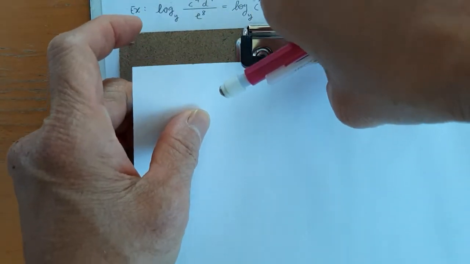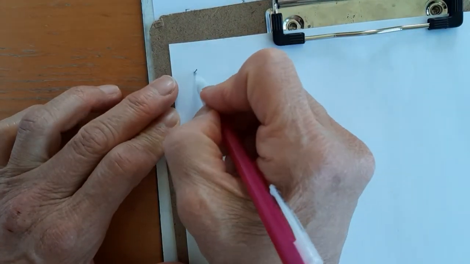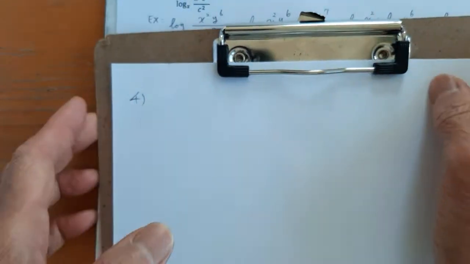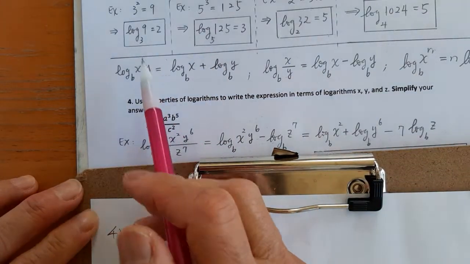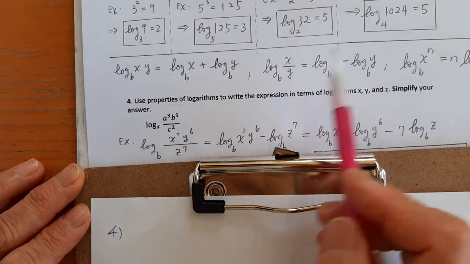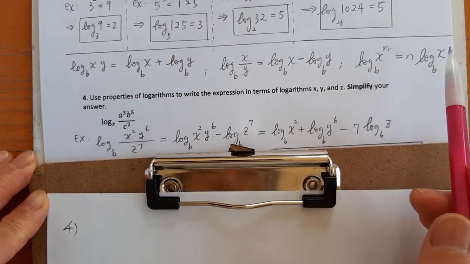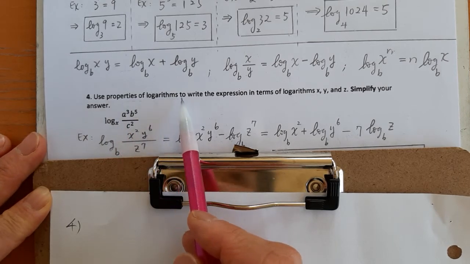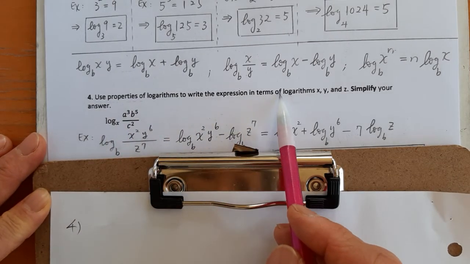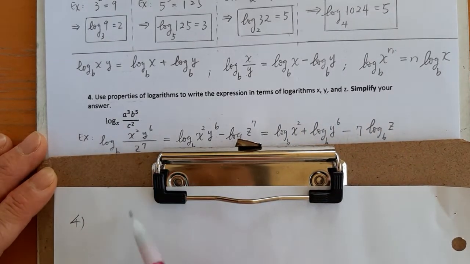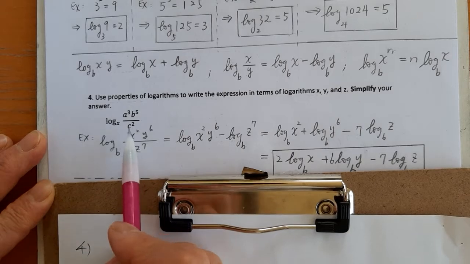That's your homework example. Homework question 4. Before this I wrote down the product rule, quotient rule, and power rule. Question 4: use properties of logarithms to write the expression in terms of logarithms of x, y, and z. Simplify your answer. This is your homework question.